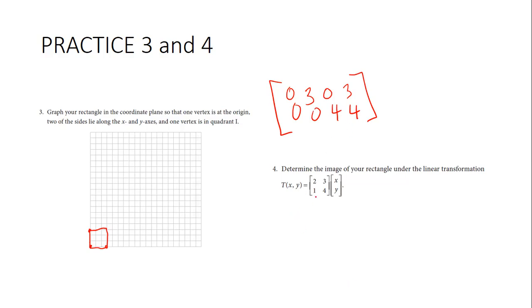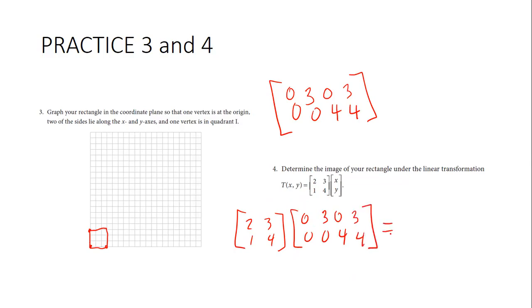All right, and now it wants us to transform it by this. So we're going to transform it using this matrix. So if I'm transforming it, what am I going to do? Multiply. So we have 2, 1, 3, 4 times 0, 0, 3, 0, 0, 4, 3, 4. And again, how you transform it at this point is 100% up to you, right? I'm just going to wait for y'all to tell me the answer.